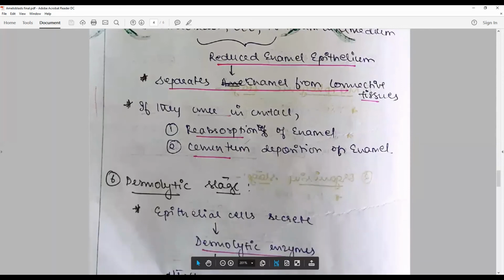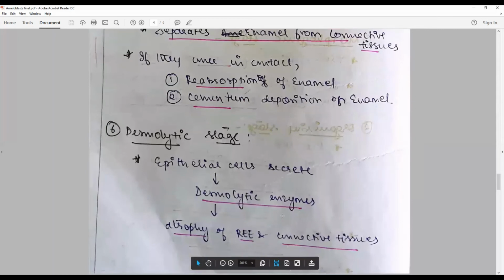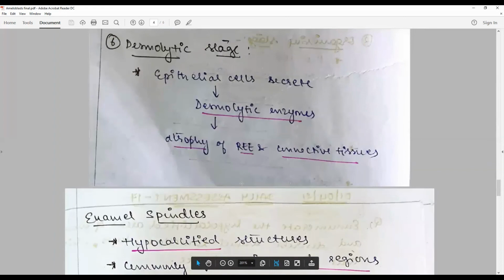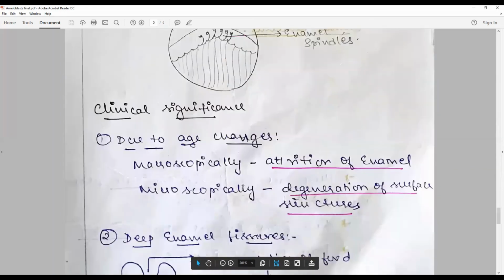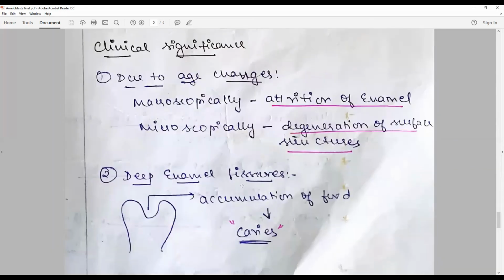And desmolysis says the epithelial cells, the reduced enamel epithelium, secrete certain enzymes that will cause atrophy of itself and the surrounding connective tissue. This also will facilitate the formation of junctional epithelium and is completely bloodless. There is no bleeding with eruption. So the fusion, the junctional epithelium, and eruption of the tooth without bleeding into the oral cavity is facilitated by this desmolytic stage. And go briefly into the clinical significance.